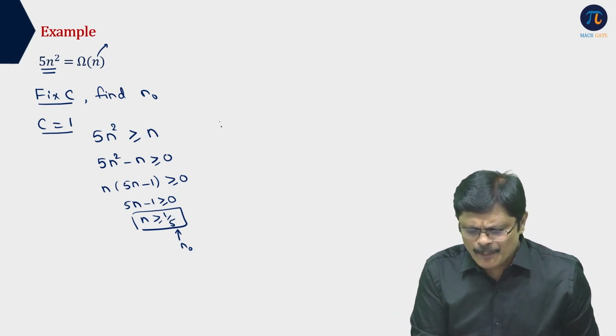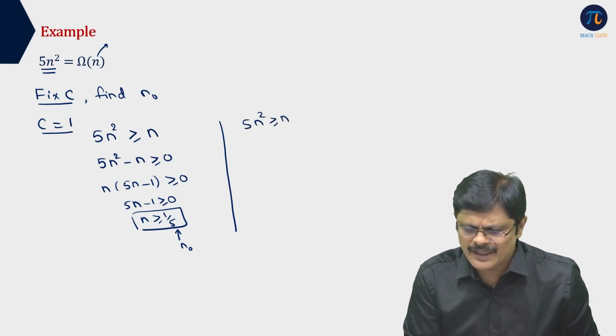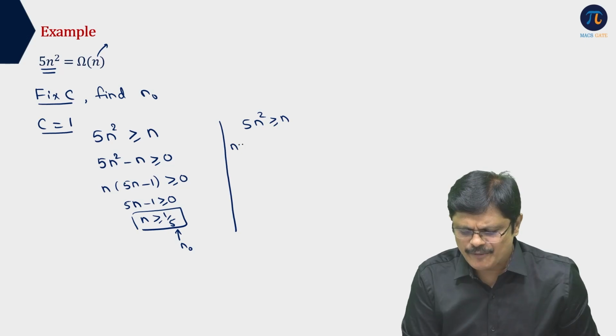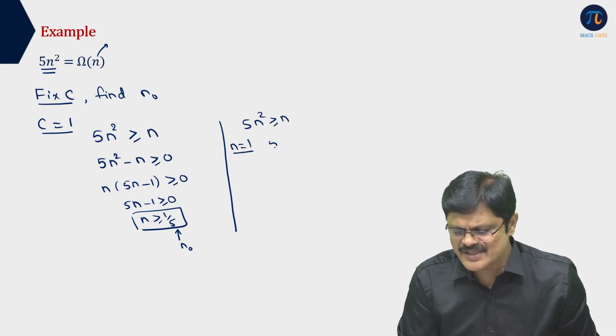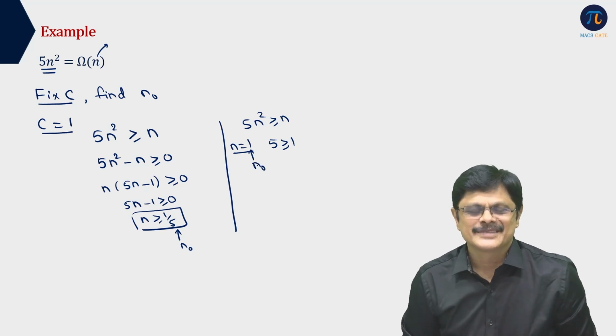Or one more way of doing it is, if you want 5n square greater than or equal to n, you keep on substituting the value. For n equal to 1, it is satisfied. Yes, 5 is greater than or equal to 1. So you fix this as your n naught. Is that clear?